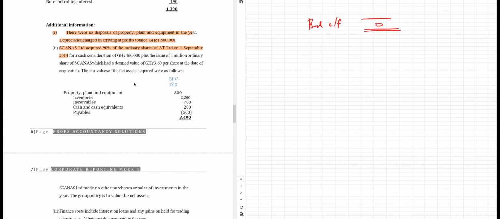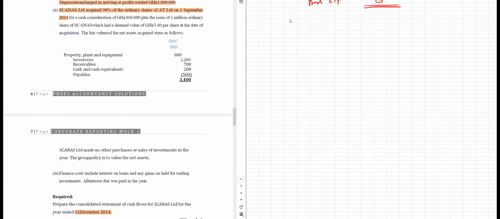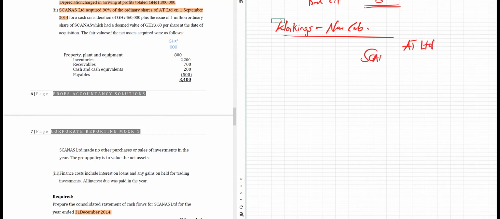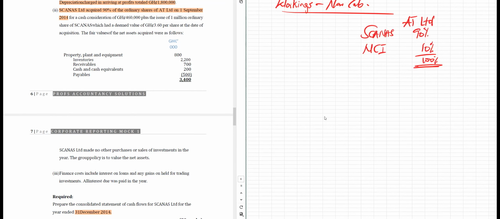It's not difficult. See how I do it. So we start doing workings for the new subsidiary. That's how I do mine. Workings for what? New sub. We acquired what percentage? 90% of AT Limited. So that means NCI is 10%, right? Here, the date of acquisition is not important because it's already in the group account. Do you understand? Good. Now they said he paid cash consideration of how much? 460. Okay.